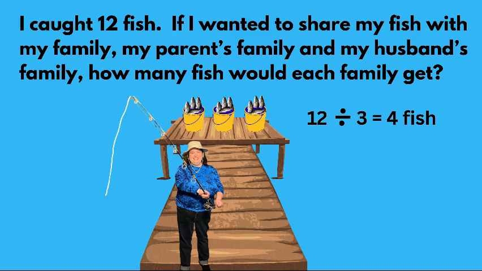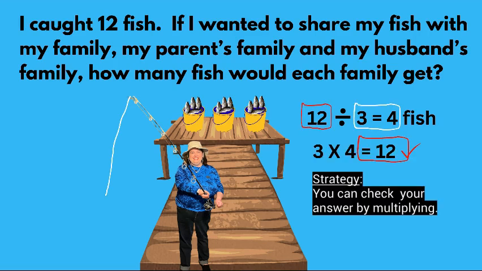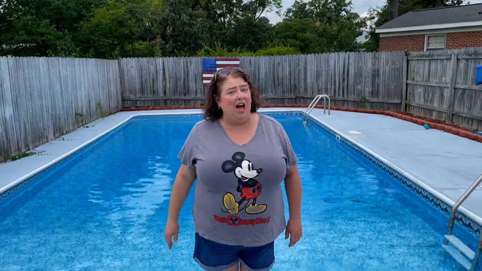Did you know that you can check your division answer by multiplying? Look at the last 2 numbers of your division problem. Does 3 times 4 equal 12? Yes, it does. Since 3 times 4 equals 12, then our answer is correct. Phew! It sure is hot out here. Let's go inside and get some popsicles so we can cool off.